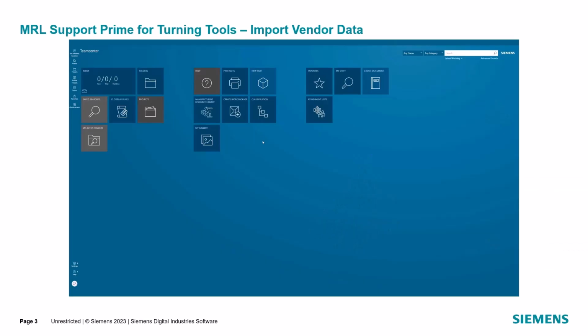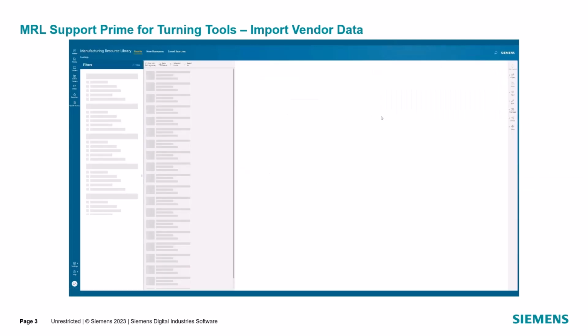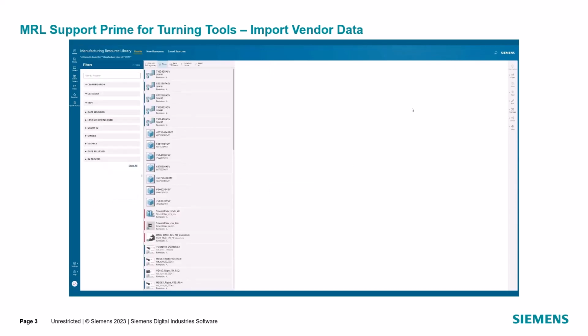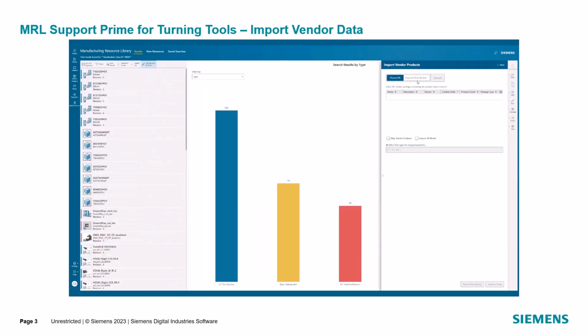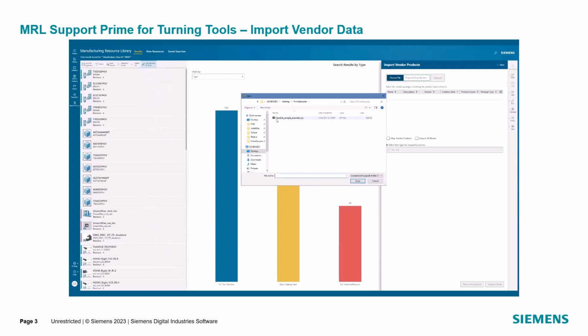We start the demo to import prime turning tooling data from a tool vendor. You can import vendor catalog data from the ML dashboard. Under New, choose Import Vendor Products. From here you can select the vendor package and click Upload.